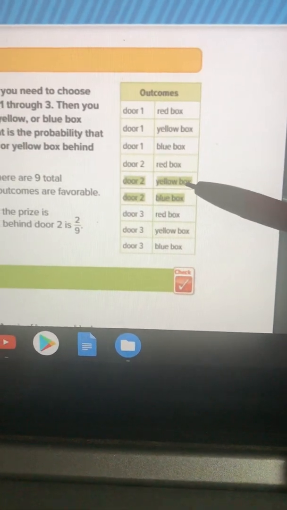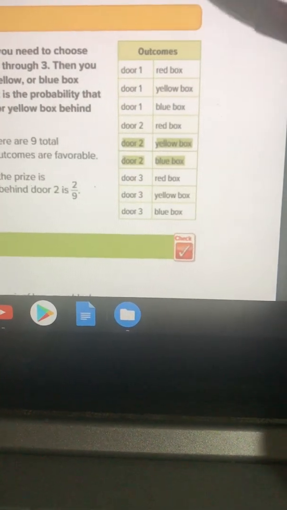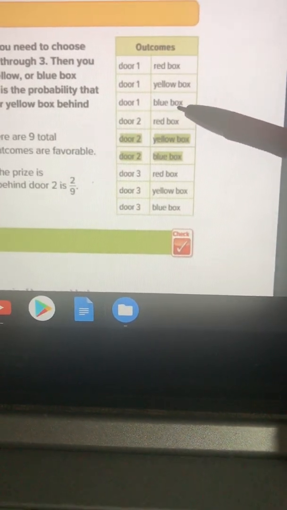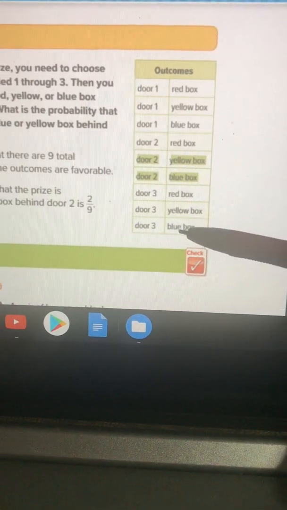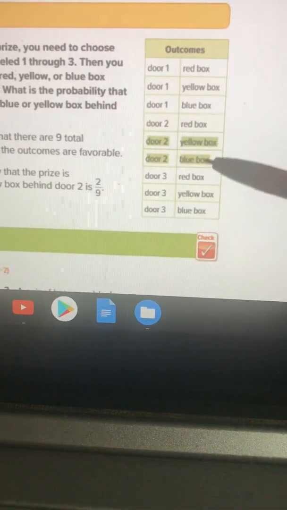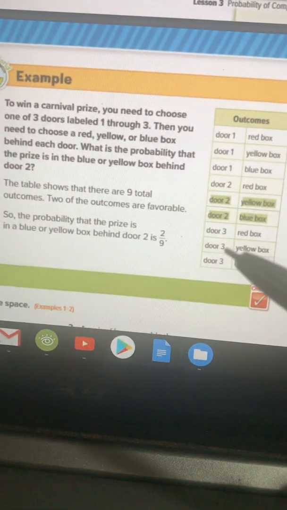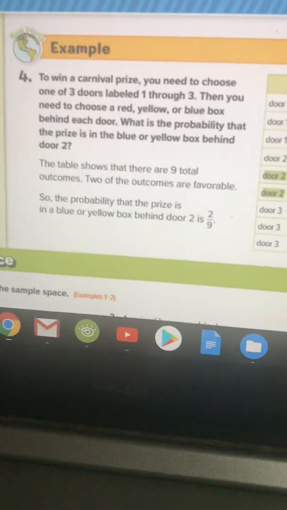So how many boxes is that? 2 boxes. How many outcomes do you have? Count. 1, 2, 3, 4, 5, 6, 7, 8, 9. So here you will have 2 out of all the 9. That is how you did that. If you read incorrectly, you will solve incorrectly. This is very important. You must read correctly.